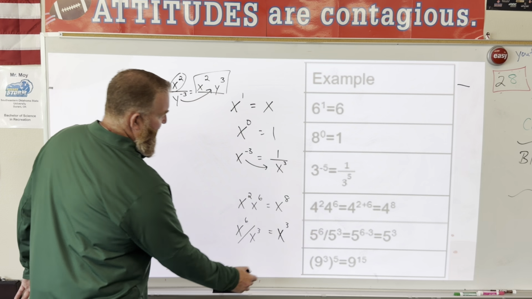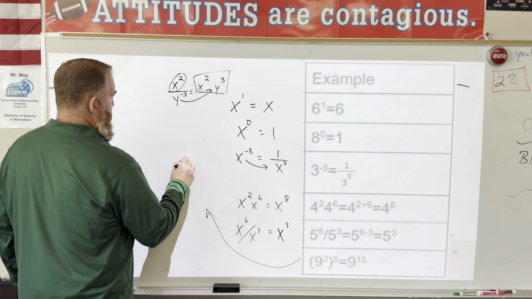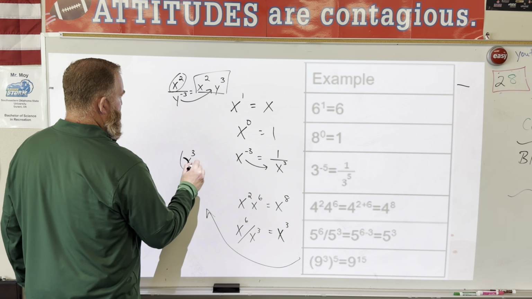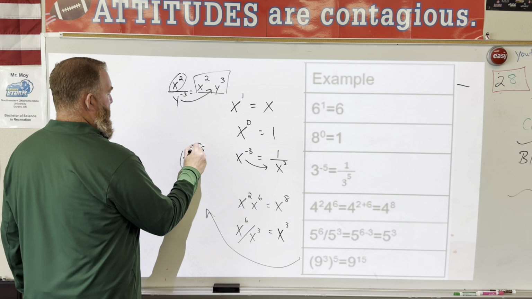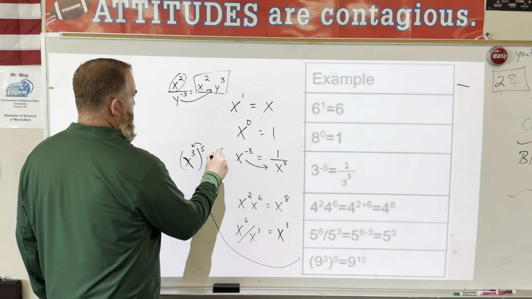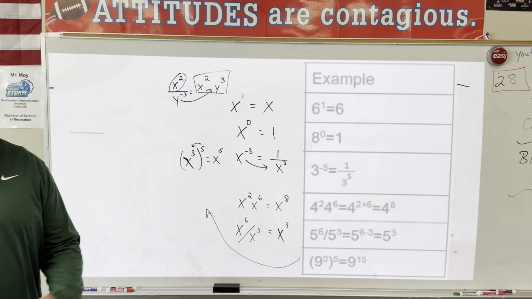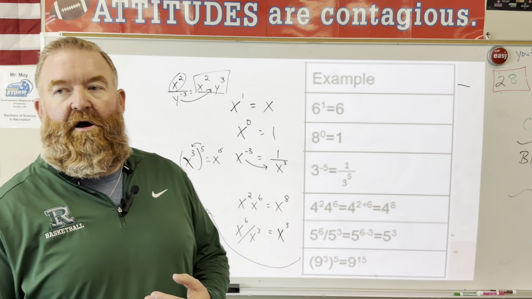And then the last one, x to the 3rd to the 5th power. When you have a power of a power, you multiply them together, and you get x to the 15th. You just multiply the two numbers together, 3 times 5. Hopefully you guys remember that.